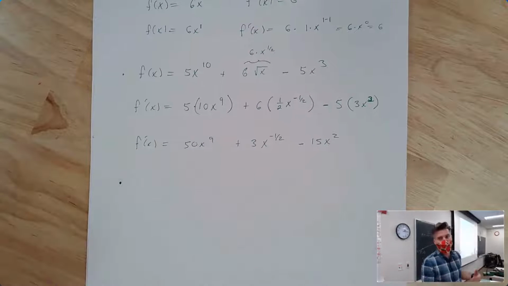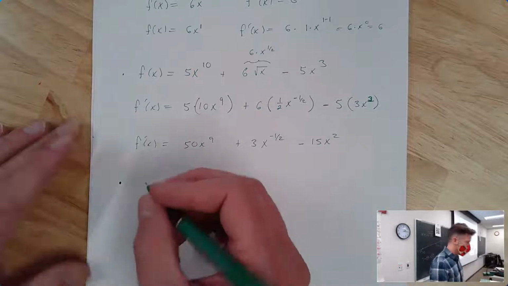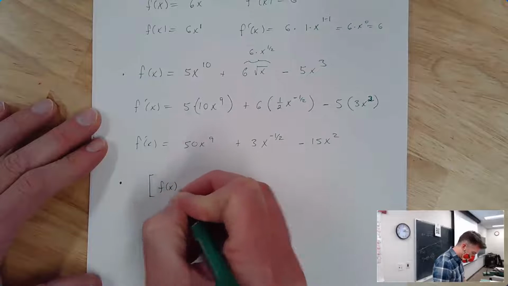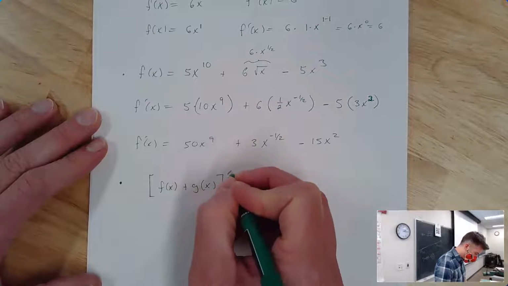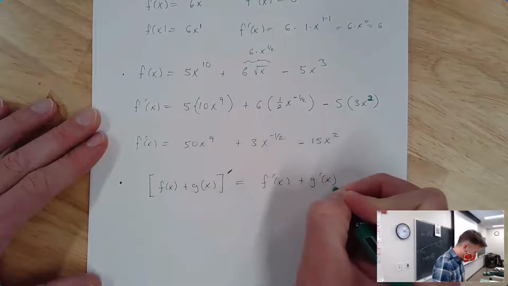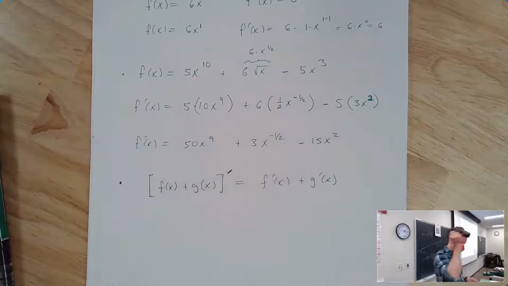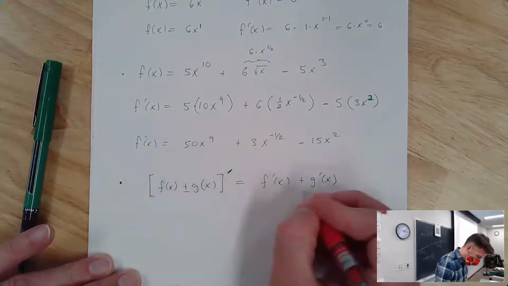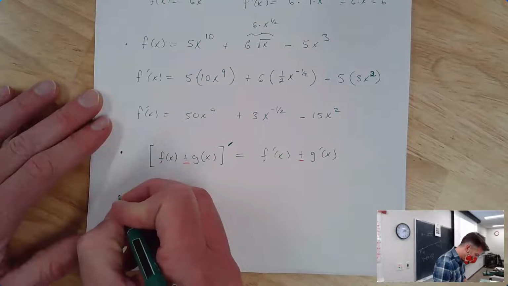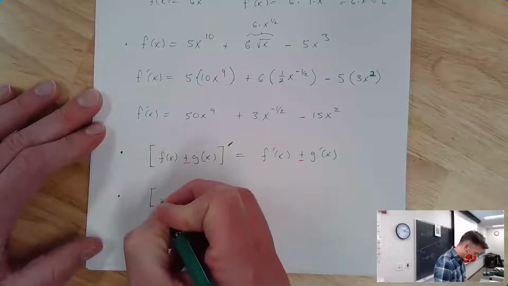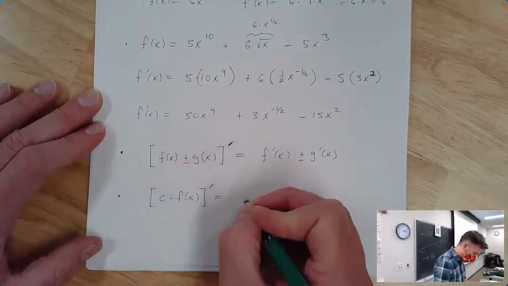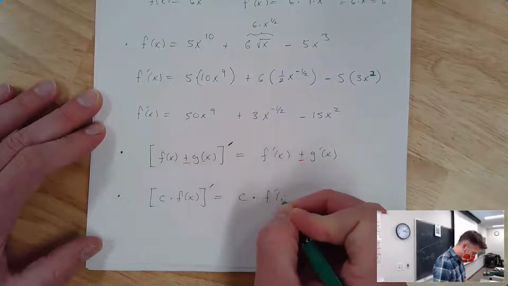So let's look at some more. And I guess we could totally write the rules. Here are what the rules look like if you write them out. If you take the derivative of f of x plus g of x, it's equal to the derivative of f of x plus the derivative of g of x. And it's true whether it's addition or subtraction. And then the other rule that we kind of used without really saying anything about it is if you have the derivative of a constant times a function, it's equal to the constant times the derivative of the function.